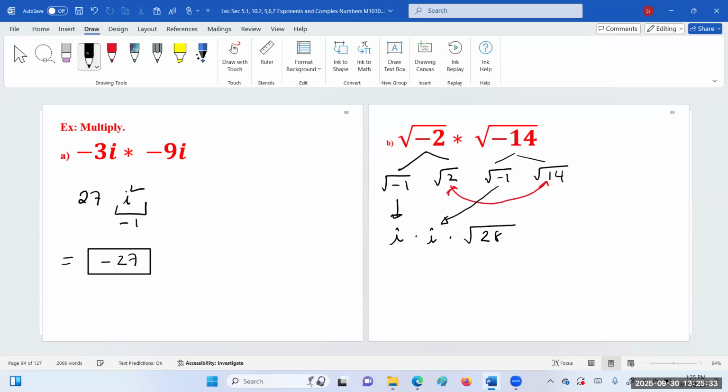Now all of these are multiplying. When you don't see any plus or minus sign, it's always multiplication. So what is i times i?